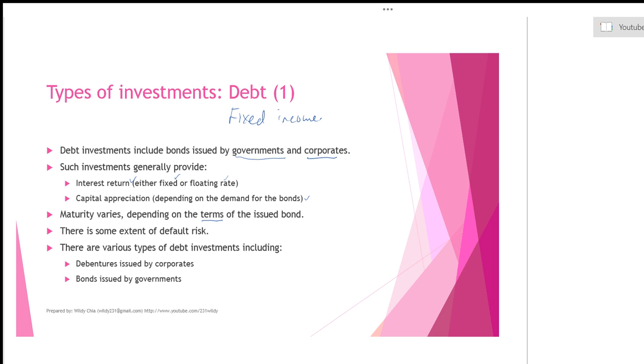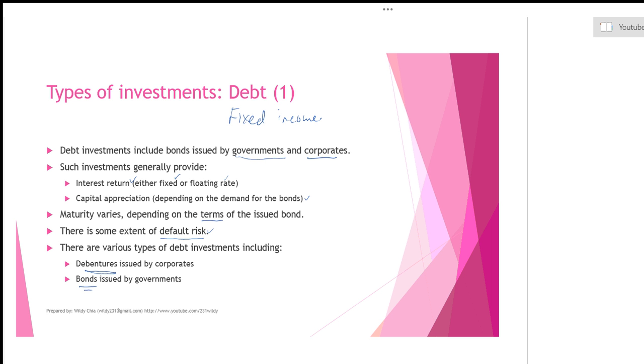There is some extent of default risk, the reason being that a debt instrument essentially still is a form of a loan to an entity. So there is always some risk that the principal may not be recoverable. There is some risk that interest that is due, or we say the coupon that is due, may not be payable. So some extent of default risk is surely present. Okay, there are different types of debt investments, one of which is debentures issued by corporates, right? Very common, right? And then you also have bonds issued by governments, also very common, right?